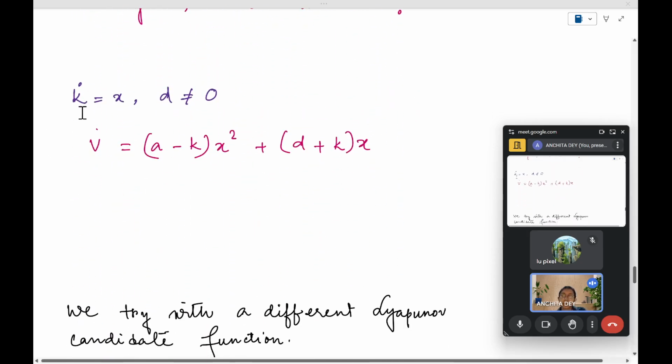And then if we go for the last option, we have k dot equal to x and d not equal to 0, and this is again a very bad scenario. You have no idea of what v dot is going to be.